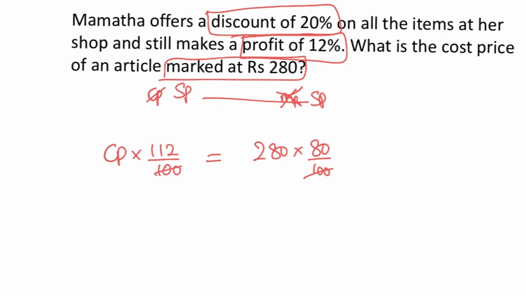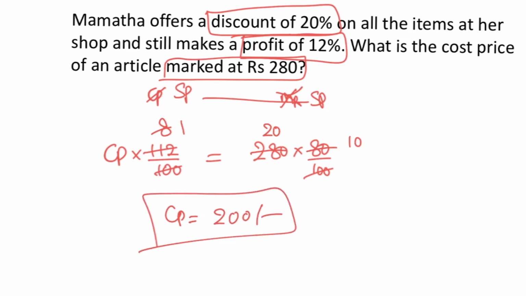100 cancel. 14 8 times, 14 20 times, 8 once, 8 10 times. So cost price is 20 multiplied by 10, 200 rupees. Cost price is 200. That is the answer.